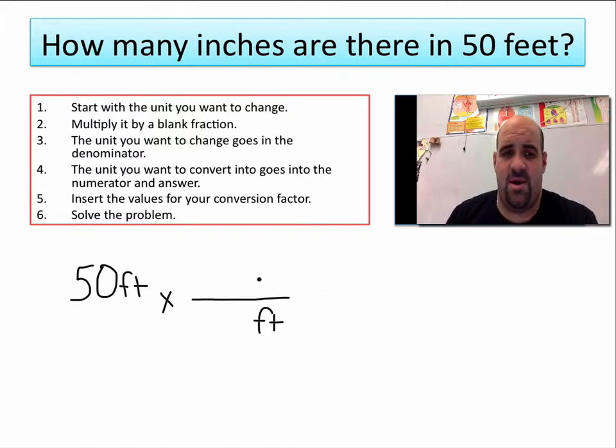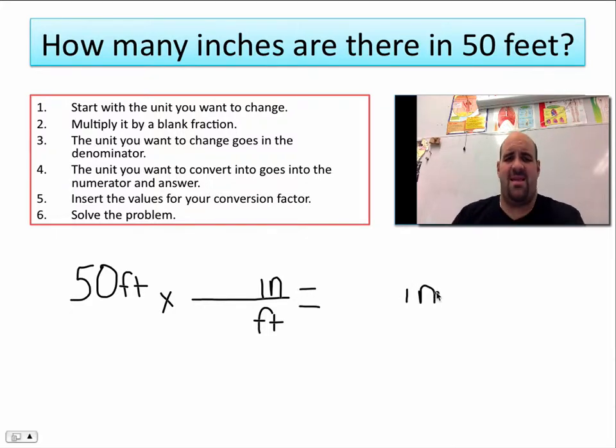So this is the numerator. What do I want to convert feet into? Well, I want to convert it into inches. So it goes in the numerator and the final answer. So this is my basic setup right now: 50 feet times some blank fraction equals blank inches. Now it says insert the values for your conversion factor. And what you have to know is, what's the relationship between inches and feet? Well, you should know that 1 foot is 12 inches.